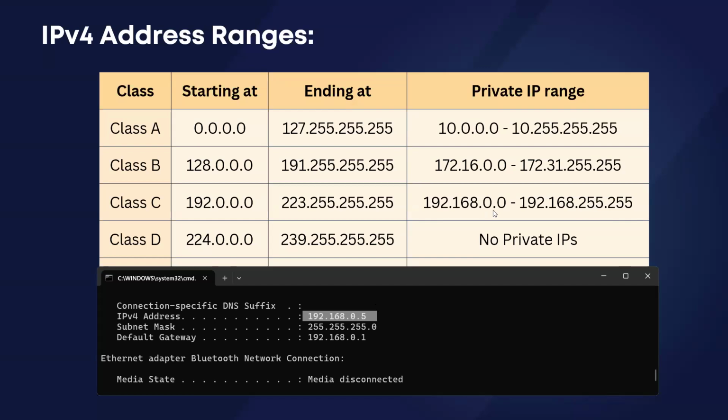192.168.0.0 to 192.168.255.255. So any IP within that range is a private IP itself. Now don't worry about what the subnet mask is, what this default gateway is. We'll talk about that in the upcoming session, in the next class.